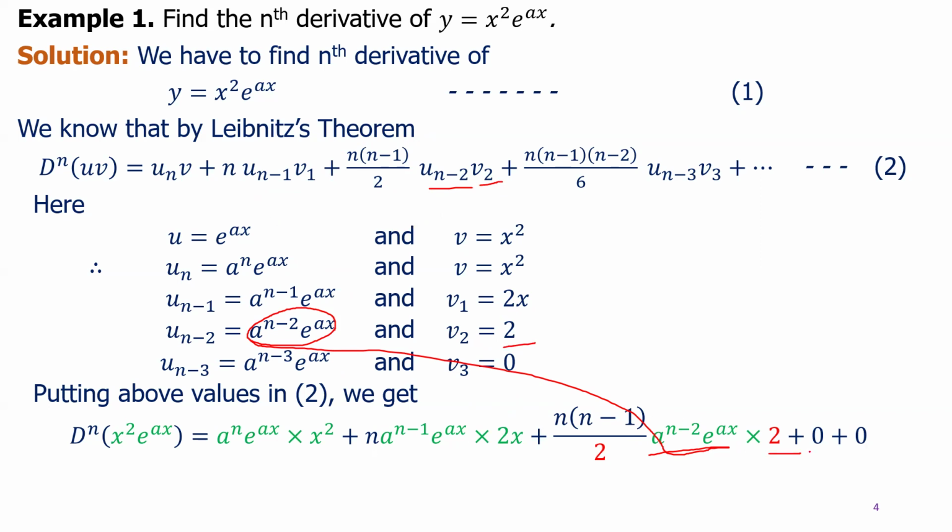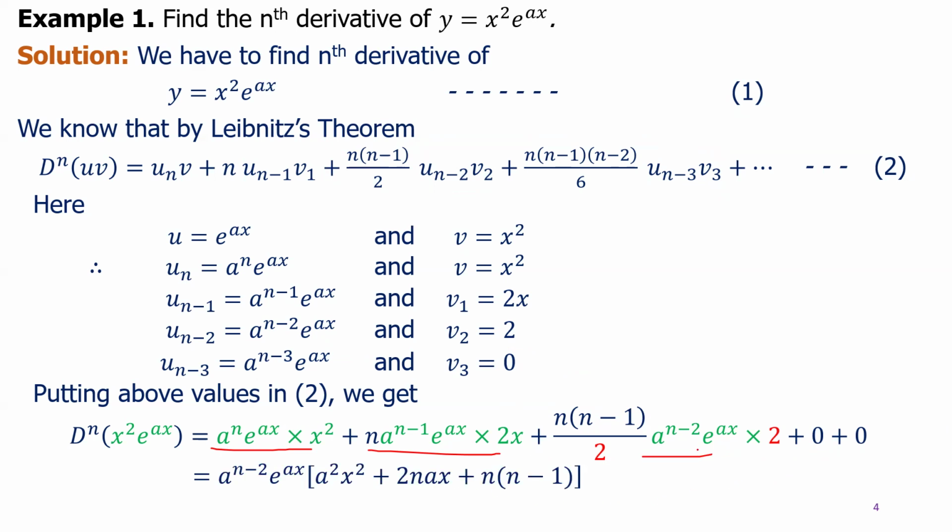Now, if you put the next part, what is the next part? n into n minus 1 into n minus 2 upon 6. u_{n-3} is nothing but a to the power n minus 3 e to the power ax. But what is the value of v3? v3 is 0. So ultimately all the remaining terms will become 0. So in this example, we have only the first term, second term, and third term. Fourth term onward, all will become 0. Now let us try to simplify it.